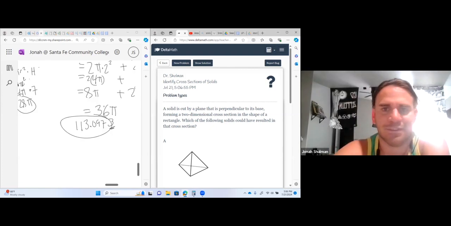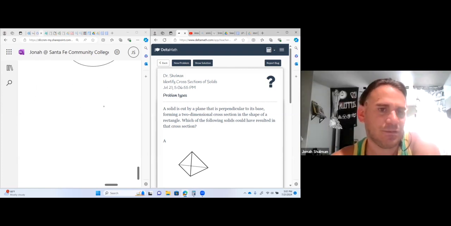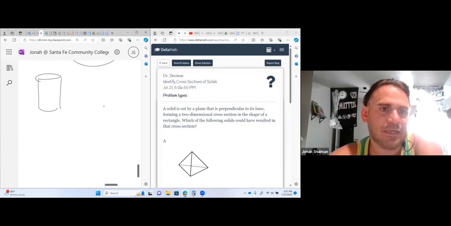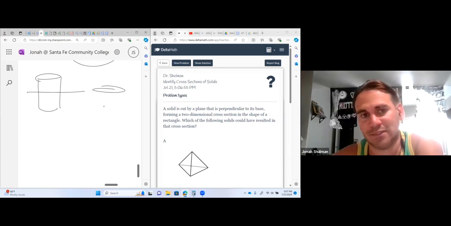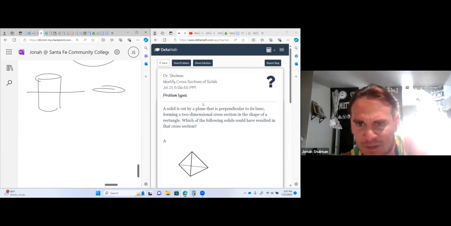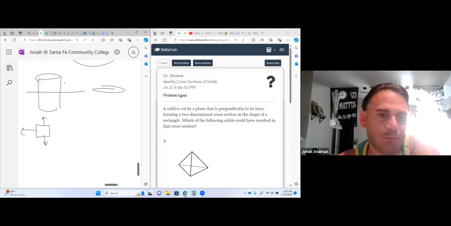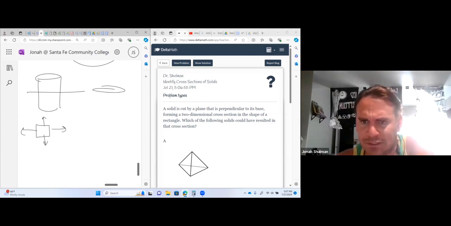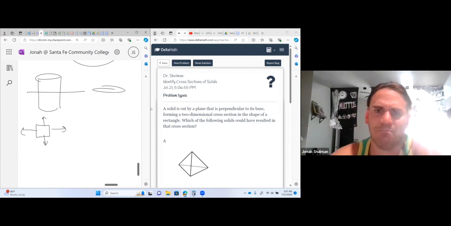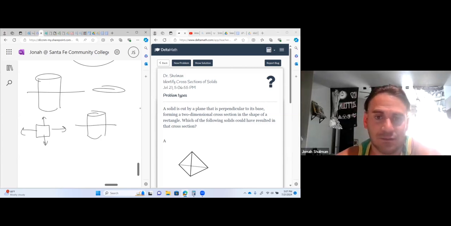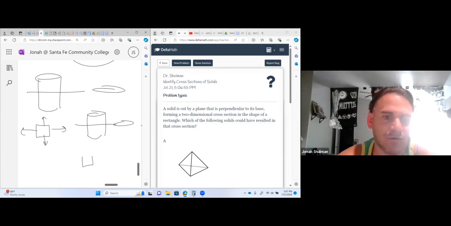Ooh, this is a toughie. So when they say cross sections, if I take this guy and I slice it, I get little rings. That's what it means to make a cross section. Solid is cut by a plane. Okay, so what is a plane? A plane is like think about a giant whiteboard floating in 2 dimensions. That's a plane. So a solid is cut by a plane that is perpendicular to its base. It could look like this, forming a 2-dimensional cross section in the shape of a rectangle.